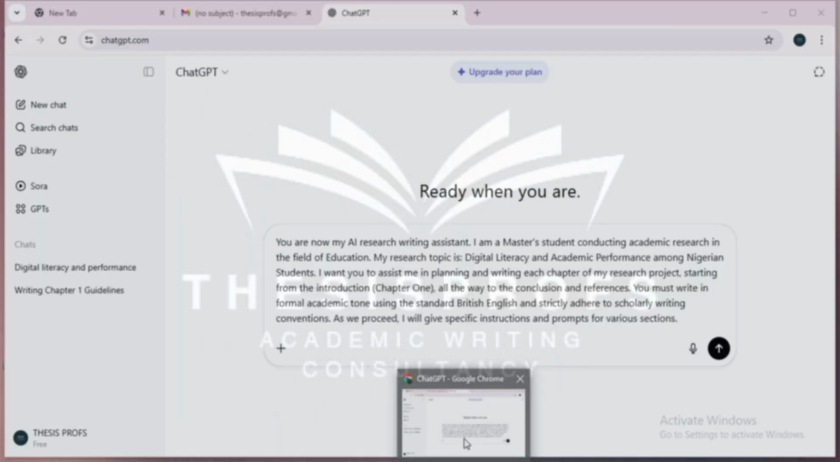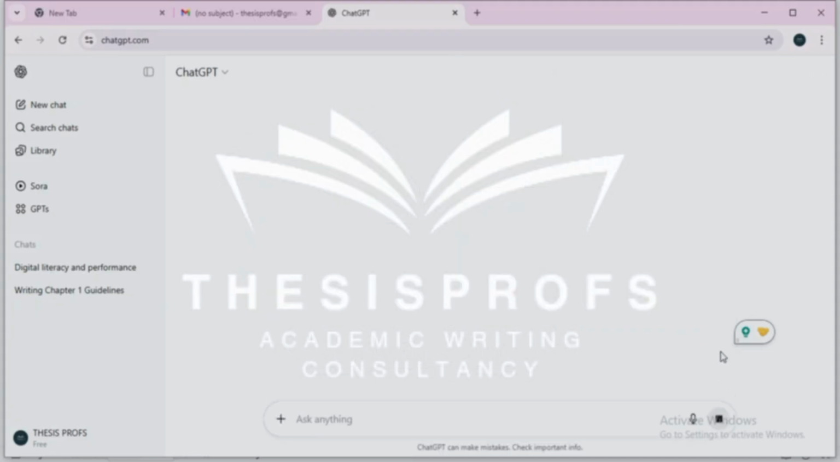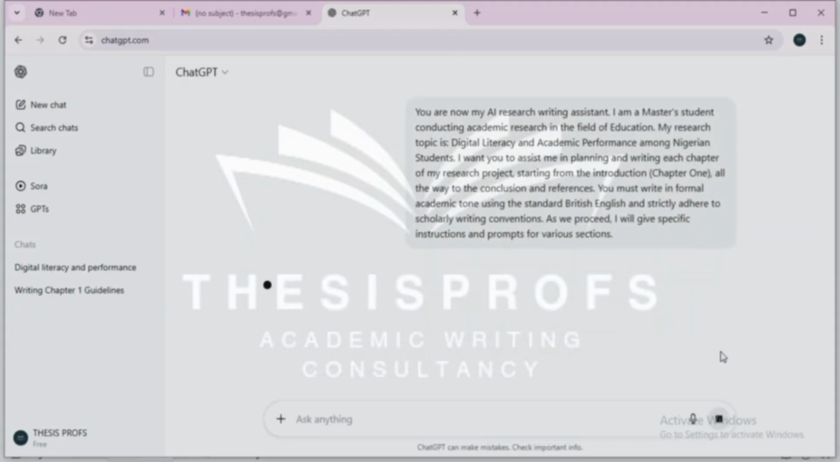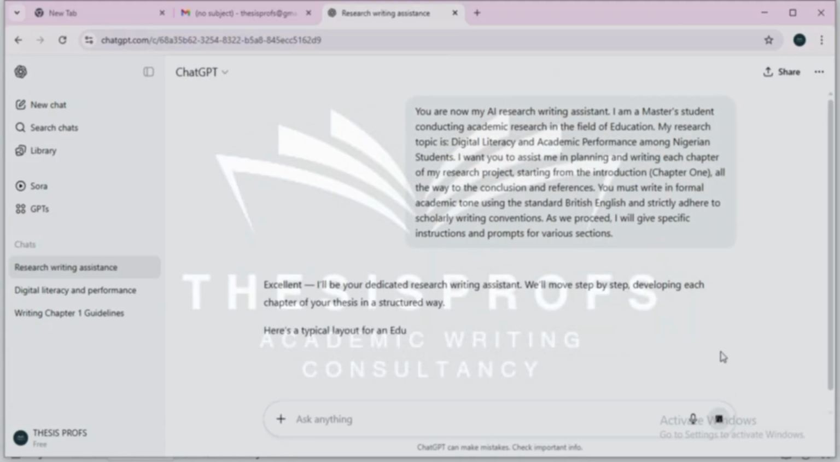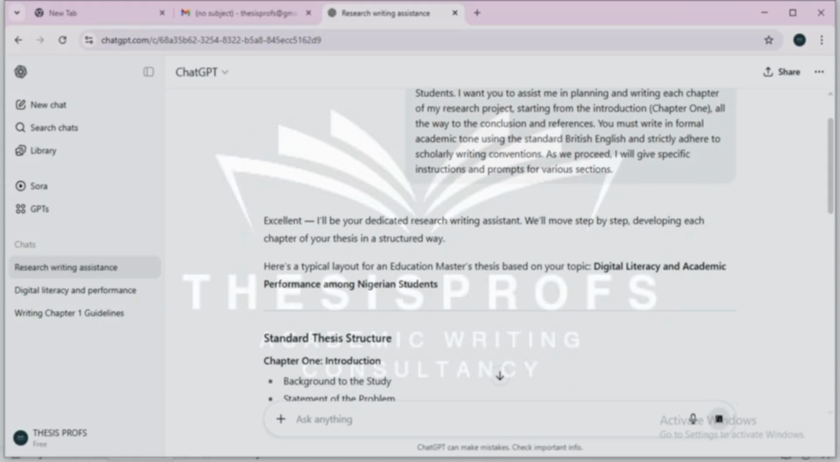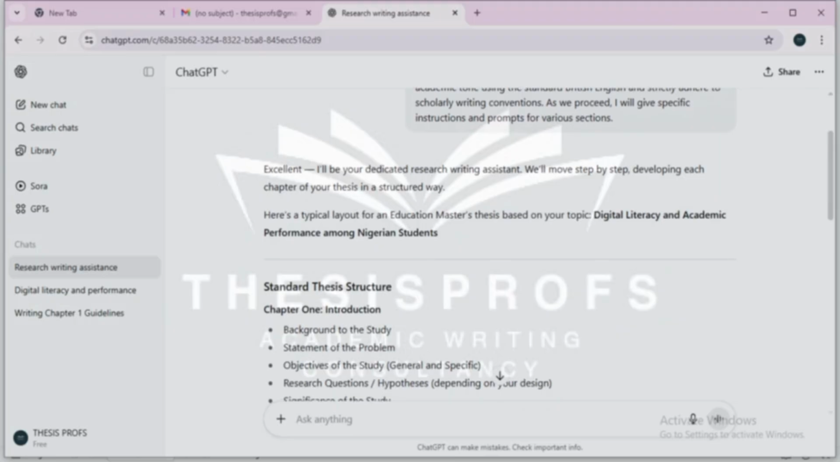let's just send this and see what ChatGPT is going to say. Now, of course, it said, excellent, I'll be your dedicated research assistant. We'll move step by step, developing each chapter of your thesis in a structured way. Here's a typical layout for an education master's thesis based on your topic, digital literacy and academic performance among Nigerian students. You can see this.